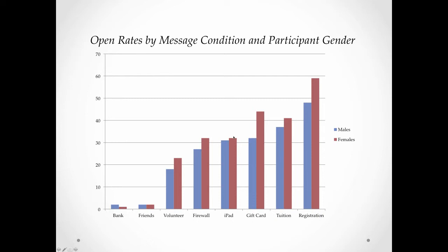We also looked at open and click rates by message condition and participant gender. There was slight evidence that females were more likely to open the phishing email than males. And this is especially the case in the gift card and the registration conditions. But again, it was a very, very slight difference. And for the actual click rates, there was no difference between males and females. So females showed a slight tendency to open up the gift card and the registration emails more than males, but they were not more likely to click on the links.